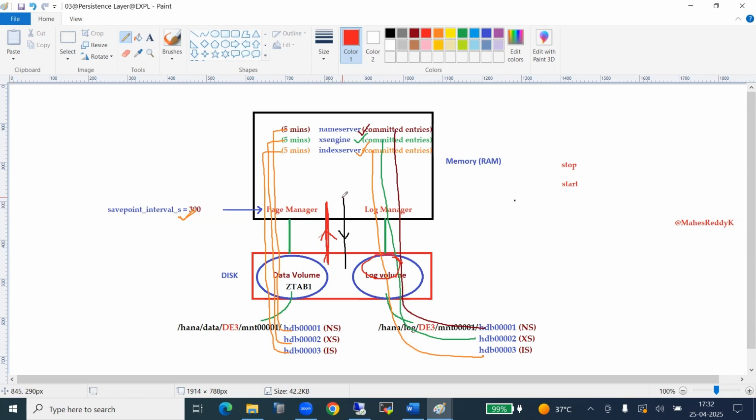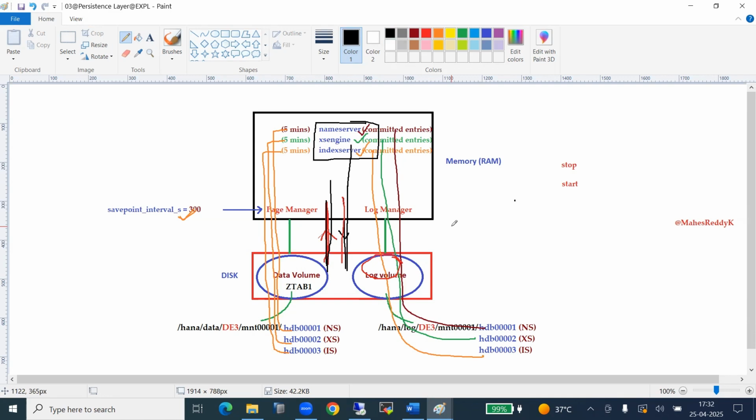So data is written from memory to disk and from disk to memory. So we call it a persistent service, persistence. These three services have data at the disk level as well as at the memory level. Data in these three services is written from memory to disk and also from disk to memory. That's why we call these services persistent services.